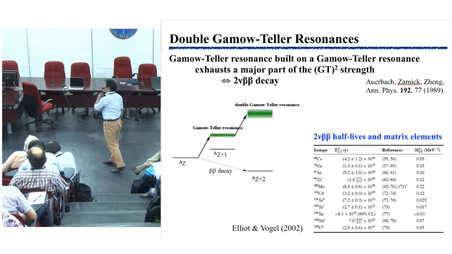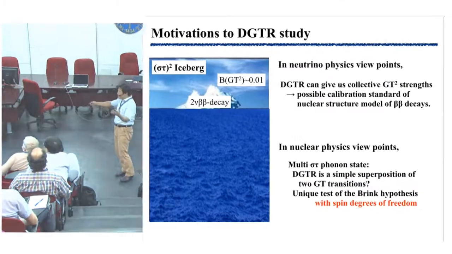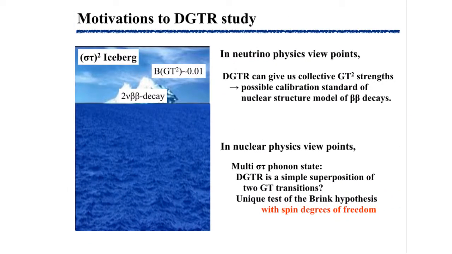Let me compare this situation to an iceberg, a double spin-isospin iceberg. What we are looking at in two-neutron double beta decay is quite a minor part. But under the ocean, there is a strong magnitude, which is the double Gamow-Teller resonance. And the strength corresponding to this part is only 10 to the minus third or 10 to the minus fourth of the total strength. Okay, then the study of the double Gamow-Teller resonance provides us the collective Gamow-Teller strength.